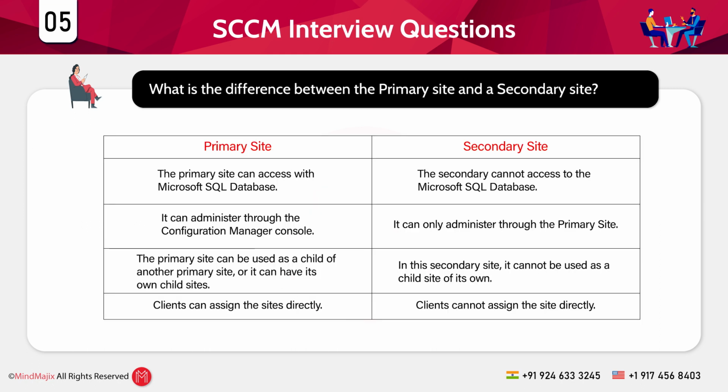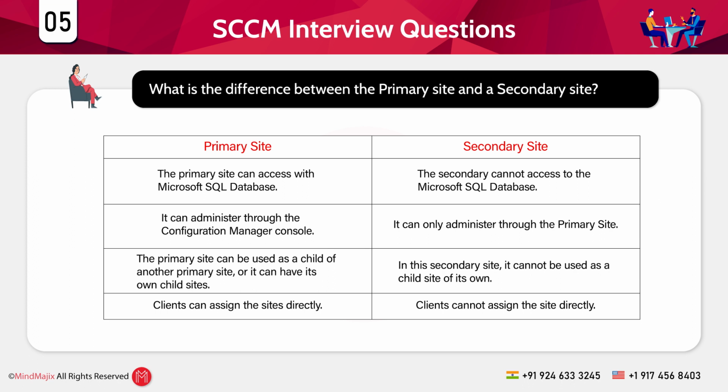The next question is, what is the difference between primary site and secondary site? Whenever you're asked such questions in the actual interview, like difference between so and so, you can grab a piece of paper and make two columns, one for the primary site and the second one for the secondary site. In those two columns, you can mention the points of differentiation. As you can see here, the primary site can access the Microsoft SQL database, whereas the secondary site cannot access the Microsoft SQL database or the SQL server.